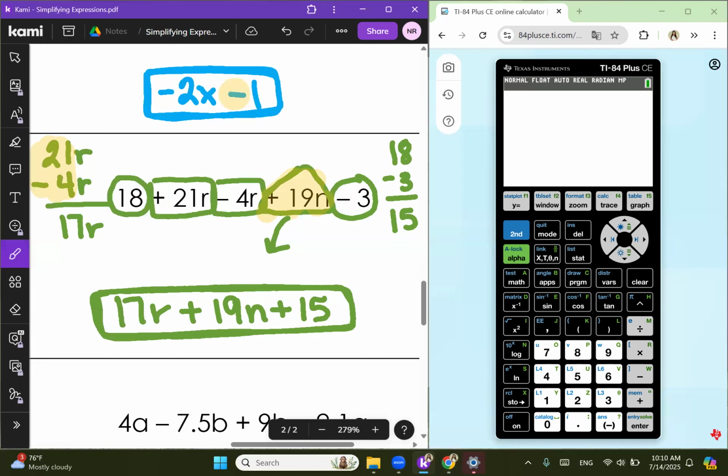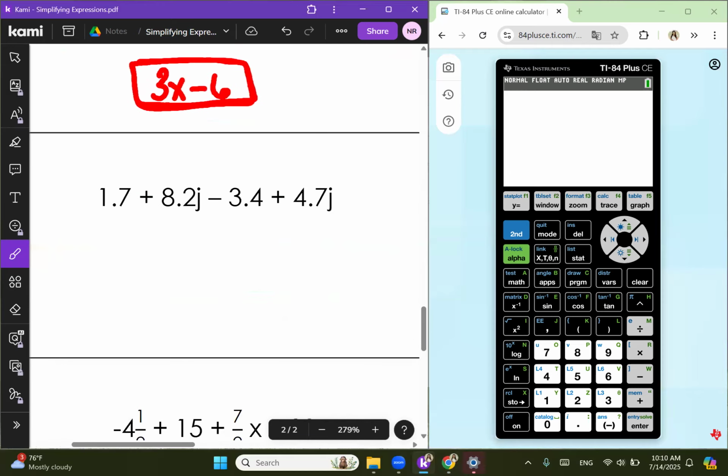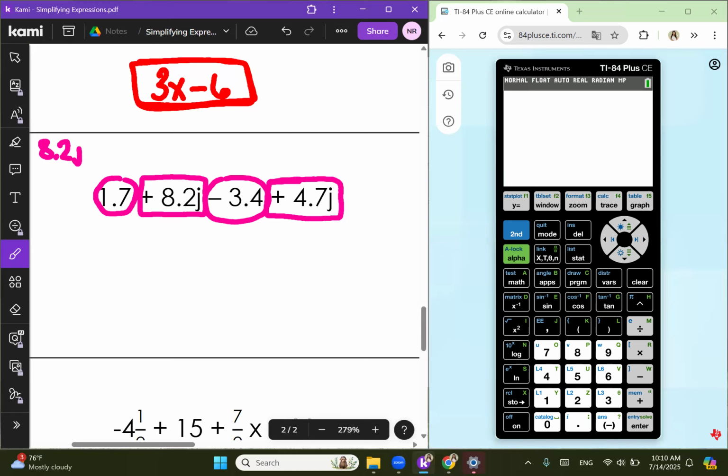Another color, okay. Here we go, decimals. You guys hate decimals, but we got to get used to them because what? We're going to see them on the SAR test. Gonna see those on the SAR. This one does not have a letter. This one does have a variable. So let's combine 8.2j plus 4.7j. 8.2 plus 4.7, 12.9.